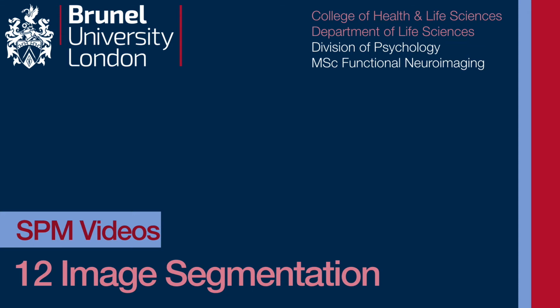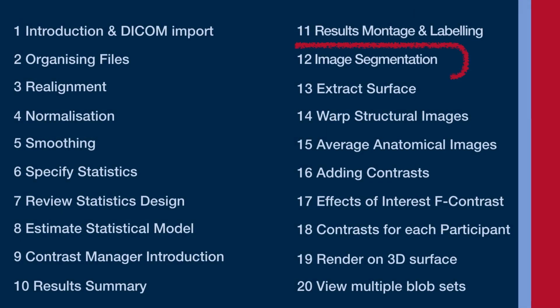Video 12, and we're going back to image processing. This is about segmenting structural images to work out which bits are grey matter, white matter, so that we can make some beautiful three-dimensional renders of the surfaces of people's brains later on in the video series. There's quite a lot to this one.